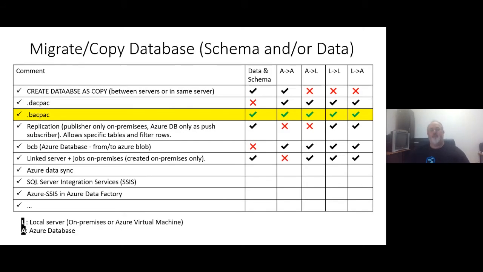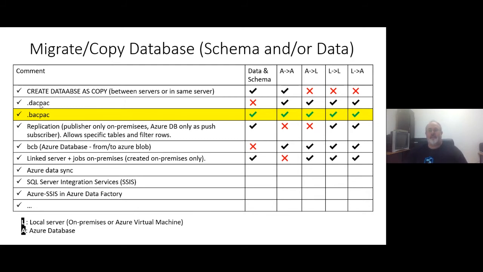There are many options to create a copy of a database. In this table, I only show a few common options, which I want to mention just by name. We have a pretty new option, which is using Transact SQL. We can create a database copy. This only works between Azure SQL Database and Azure SQL Database. A is for Azure, L is for local on-premises. This basically creates a full copy including data and schema.